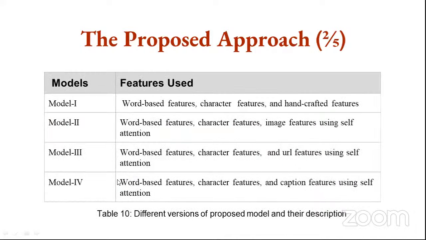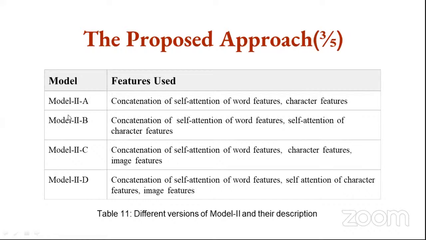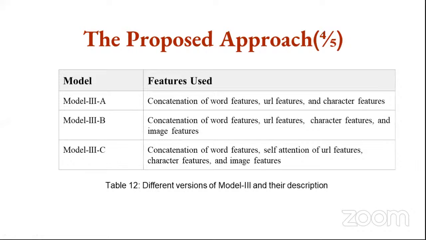So we developed different models varying the features. In model 1, we have the word-based features, character-based features, and the handcrafted features. In model 2, we have word-based features, character-based features, and image features using self-attention. In model 3, we have word-based features, character-based features, and URL features using self-attention. In model 4, we have word-based features, character-based features, and caption features using self-attention. Model 2A, concatenation of self-attention of word features and character features. Model 2B, concatenation of self-attention of word features and self-attention of character features. This way we have developed different models by varying the set of features.